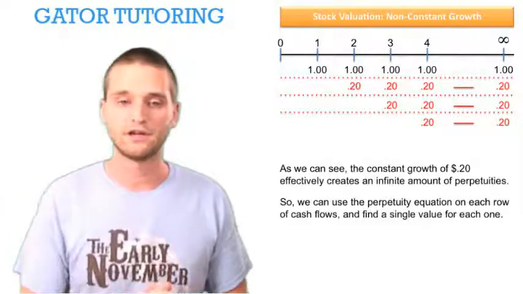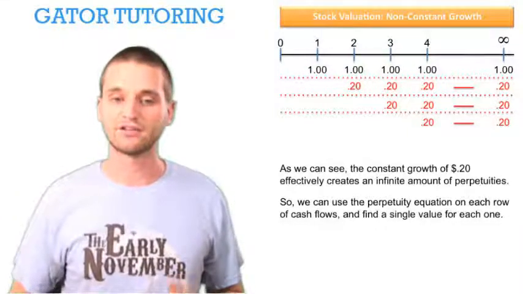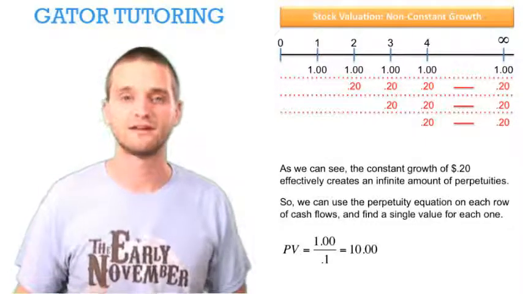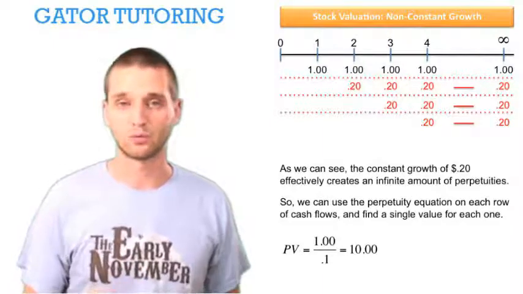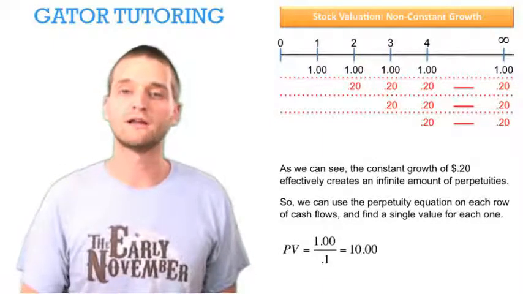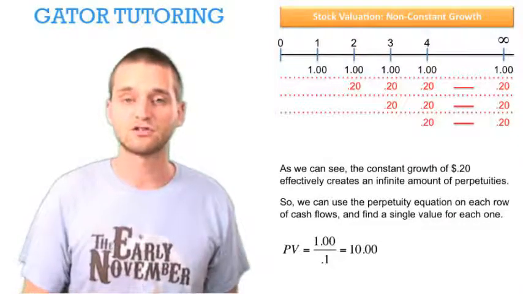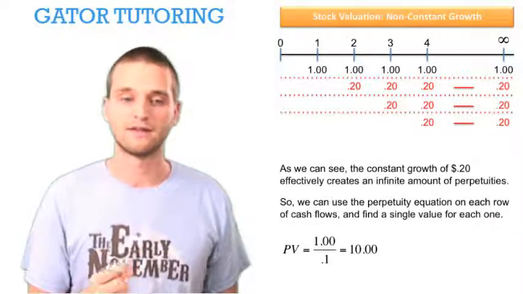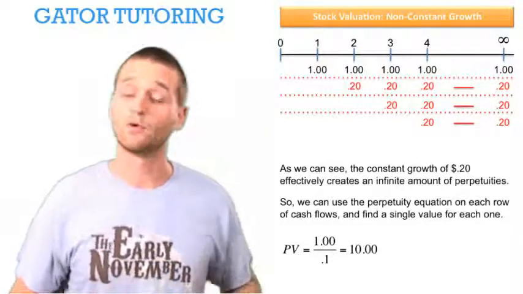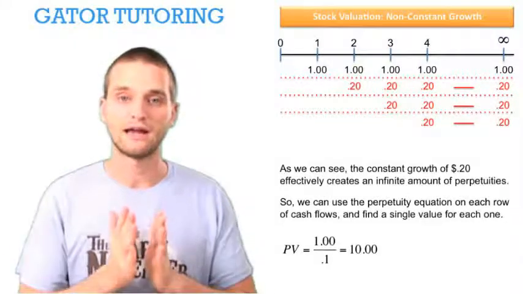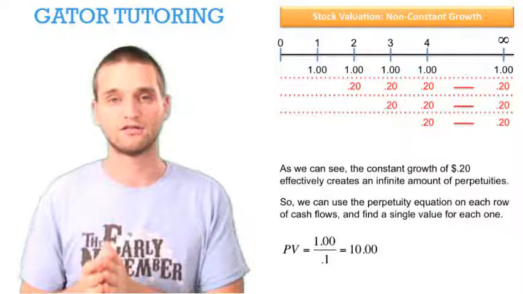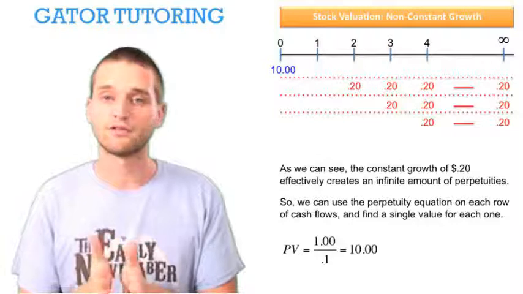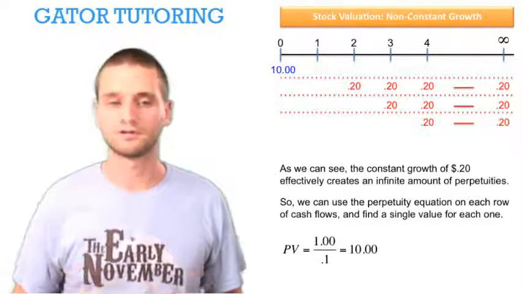So we can use the perpetuity equation on each row of cash flows and find a single value for each one. First let's start with this first row, this $1 baseline dividend that we know we're going to get, and it starts in year 1. Well, the present value of a perpetuity whose cash flow is $1 and whose discount rate is 10% is just the $1 divided by 0.1, the 10%. That gives us a price of $10. And again, when is that evaluated? Well, that is evaluated one period before the first cash flow. So that's going to be in year 0, because that first dollar cash flow was in period 1.